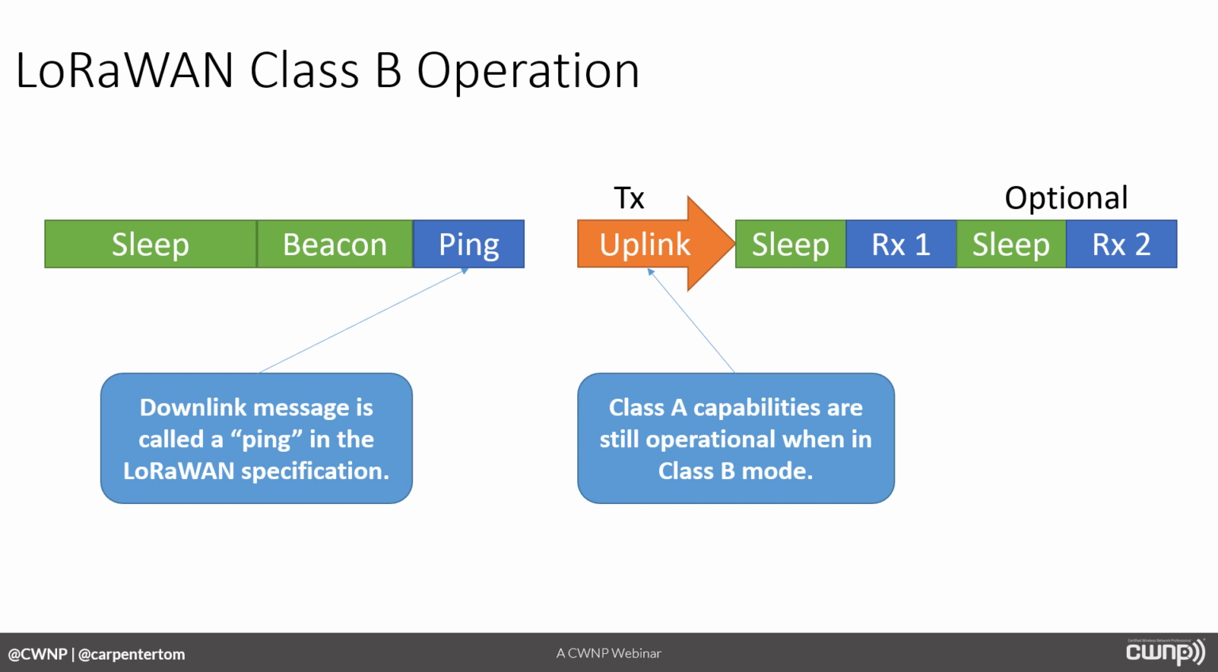However, a Class B still does Class A stuff. That is, if it wakes up and has something to transmit, then it's going to listen to see if the network has anything to say back before it goes back to sleep and then goes back to the regular interval of waking up to see if there's information for it.